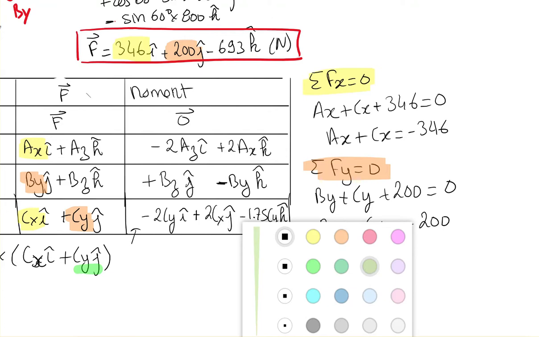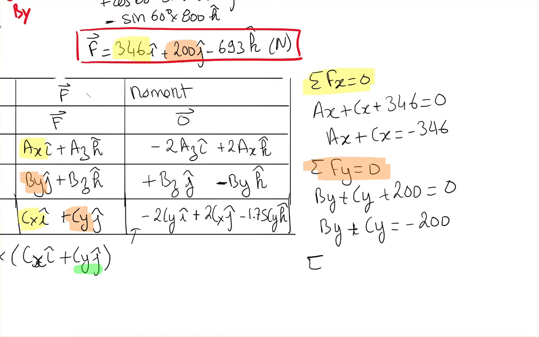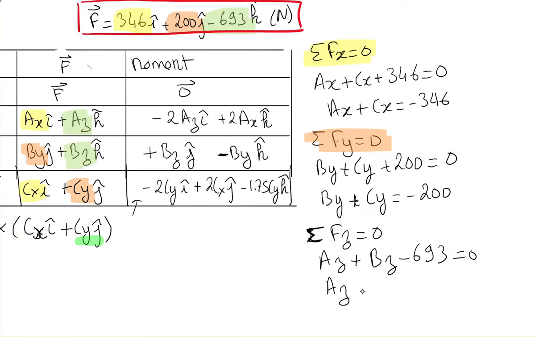Let's do k. Oops, should be here. Sorry, I forgot to write. Sometimes I have some French words. Sum of the forces on z is equal to 0. So on z, we have this one with a minus in front. We have Az and we have Bz. So Az plus Bz minus 693 is equal to 0. So Az plus Bz is equal to 693. That was z.